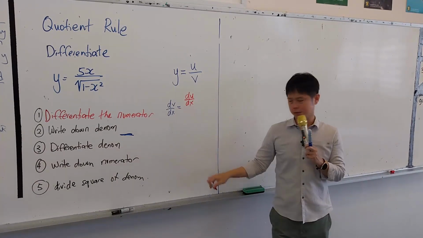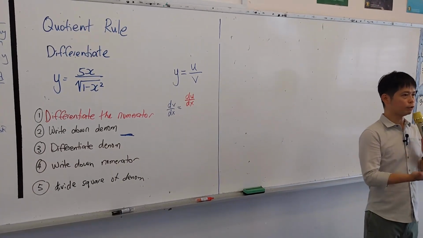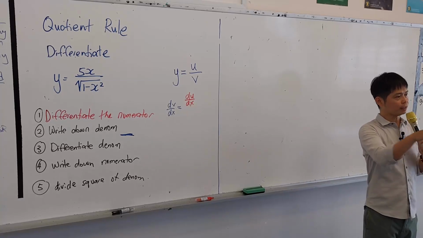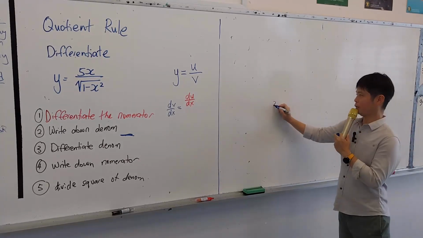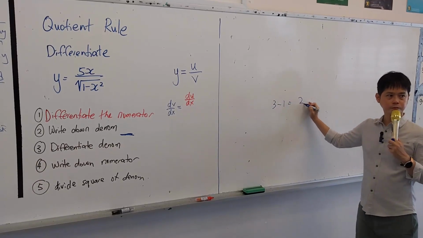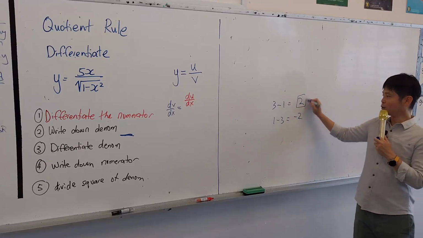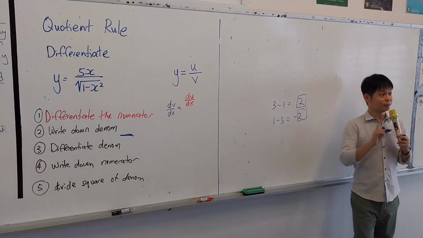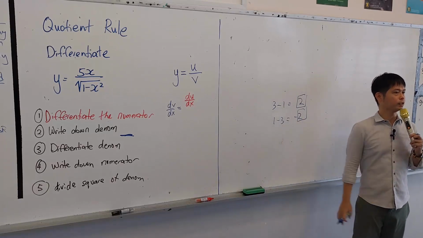Okay, pause here. Everyone look at this. You must differentiate the numerator. Otherwise, the whole question is wrong, because 3 minus 1 and 1 minus 3 are different answers. 3 minus 1 is? 1 minus 3 is? It looks like the same answer, but one will be positive and one will be negative. They are different.